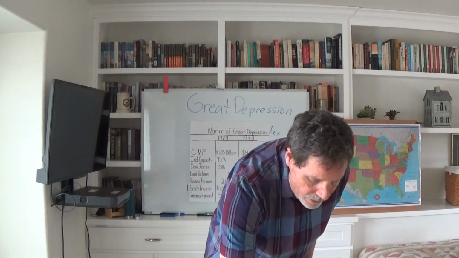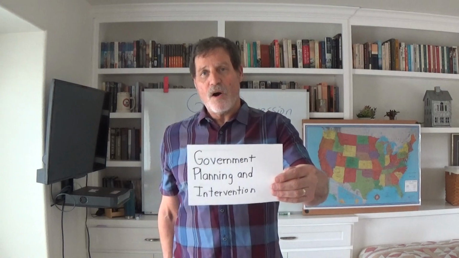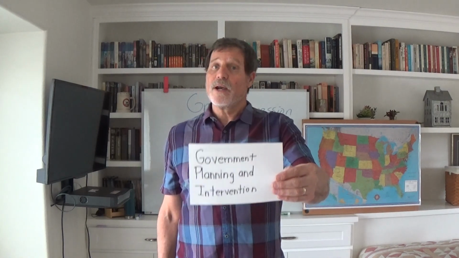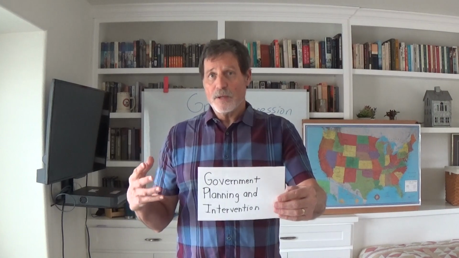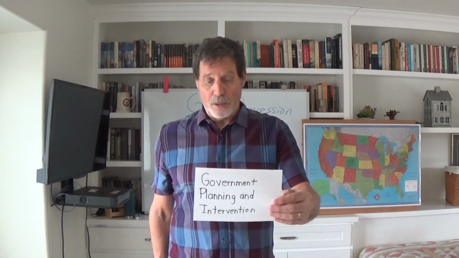So the AAA was designed to promote government planning and intervention. Of course, this is the continuing theme of all government recovery in the general area of agriculture. Farmers were hurting, farmers were in trouble, and so the AAA was going to step in to try to do what they could to help the farmers.